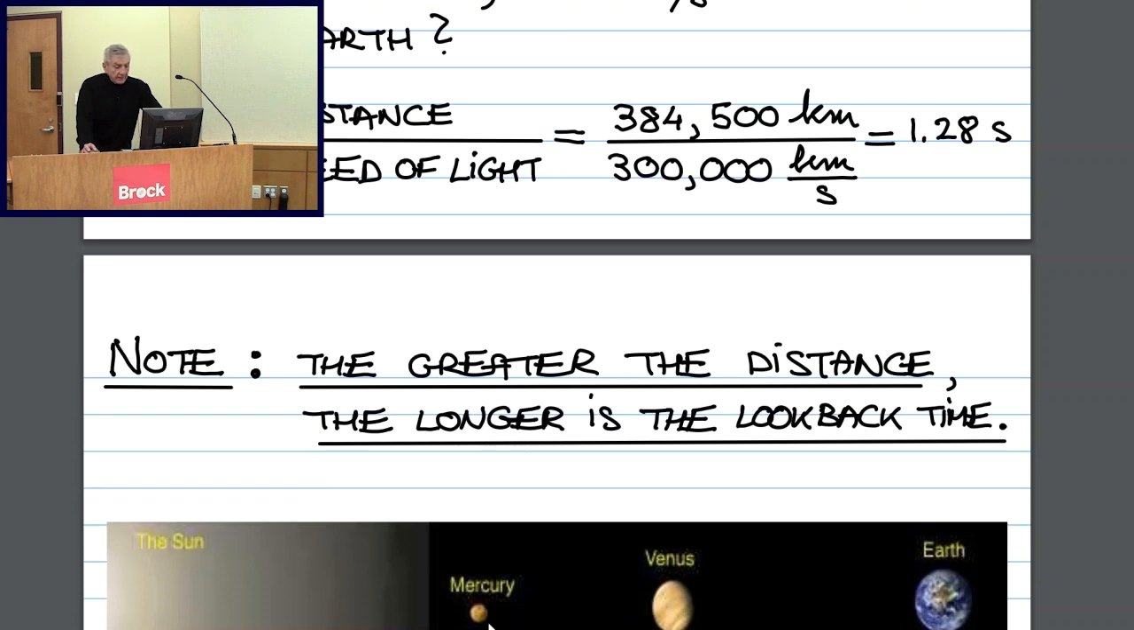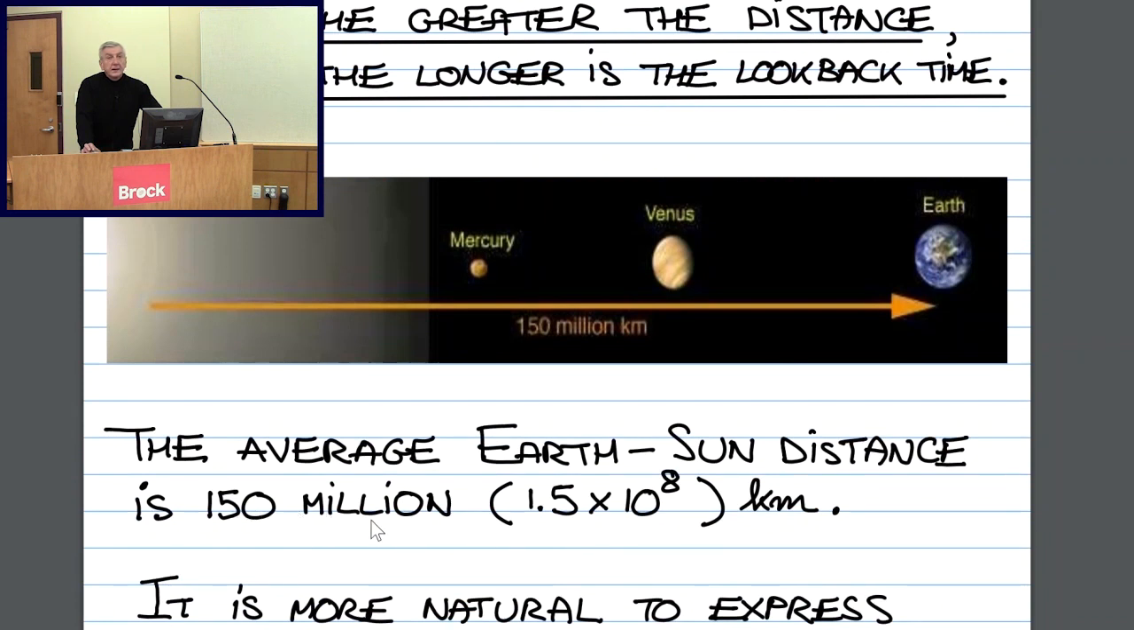Okay, so the average Earth-Sun distance is 150 million kilometers. Now we can write 150 million using scientific notation. 1 million is 10 to the power 6, 1 followed by 6 zeros. But then 150 million is 1.5 times 10 to the 8, right? 1.5, and then I have to multiply that with 10 raised to the power 8. So this is what is known as scientific notation.